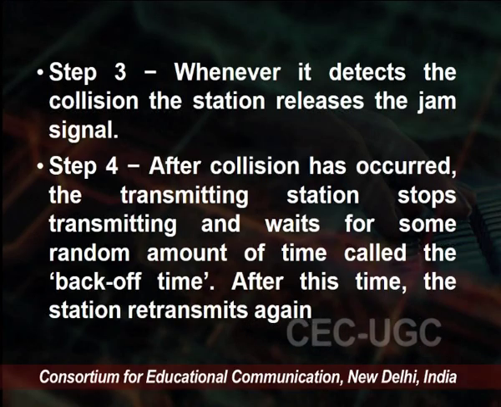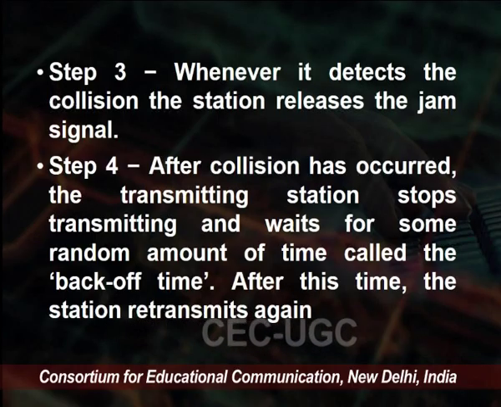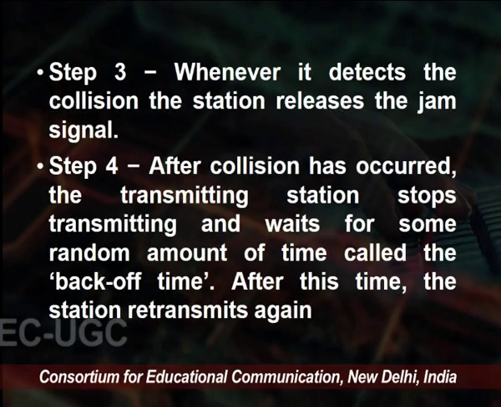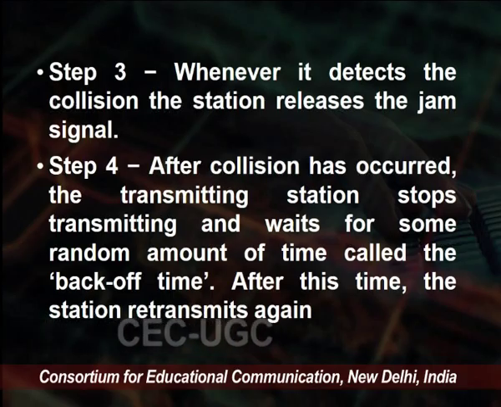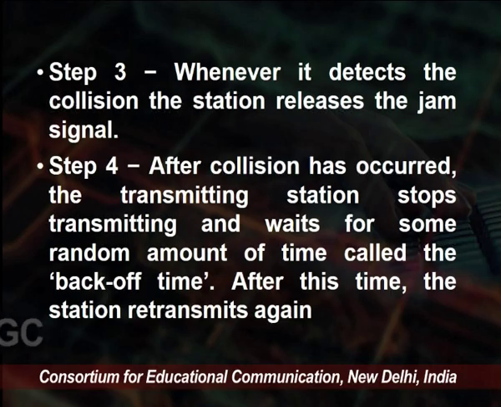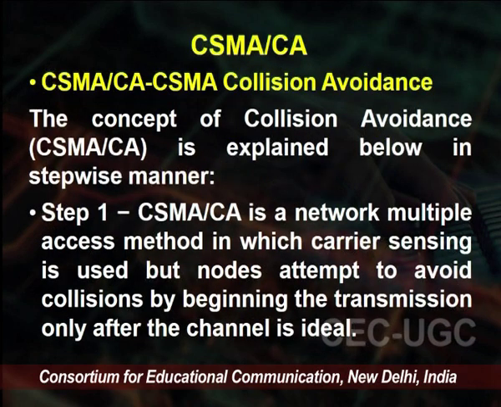Then whenever it detects the collision, the station releases the jam signal, so now nobody is going to transmit its frames. The carrier is kind of jam packed here. After the collision has occurred, the transmitting station stops transmitting because of this jam signal, and waits for some random amount of time called back off time, and after this time the station transmits again. So, that is basically a simple workflow.